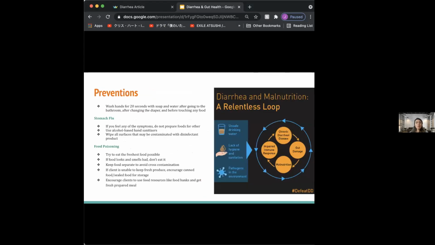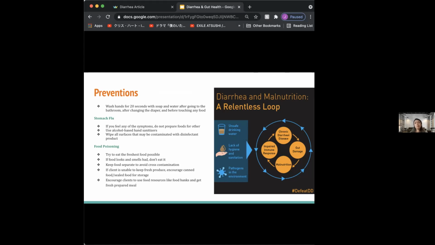And lastly, we're going to talk about prevention for diarrhea. Obviously the most important thing is hand washing. We always want to wash our hands because acute diarrhea is more likely to happen from a contaminated source or infection of some sort. So hand washing for 20 seconds with soap and water before and after going to the bathroom, or touching fecal matter, or touching any food can really help.